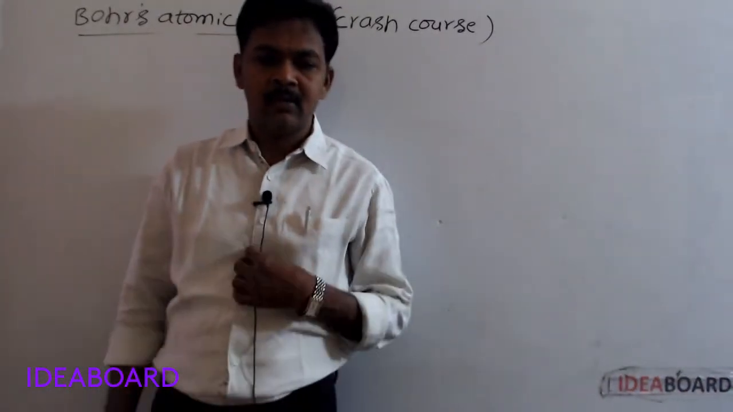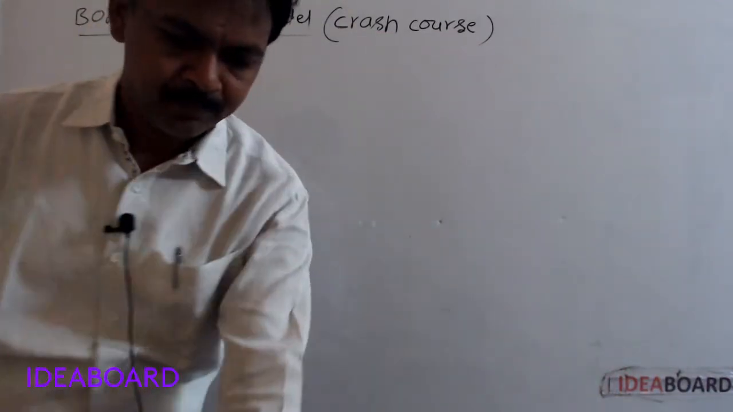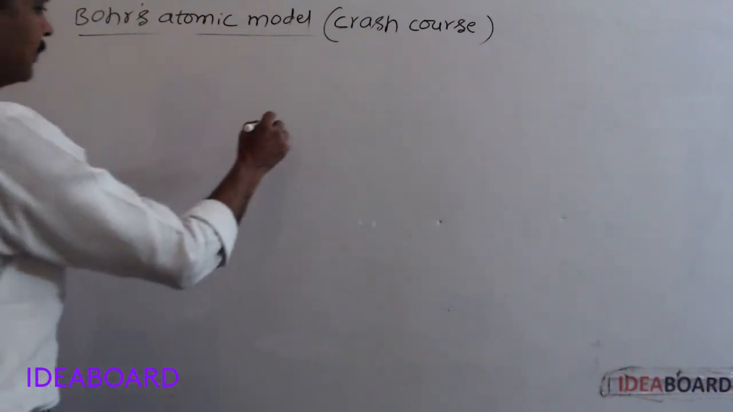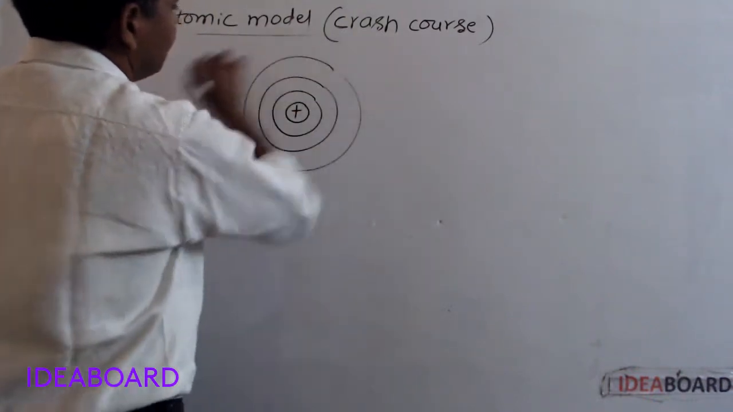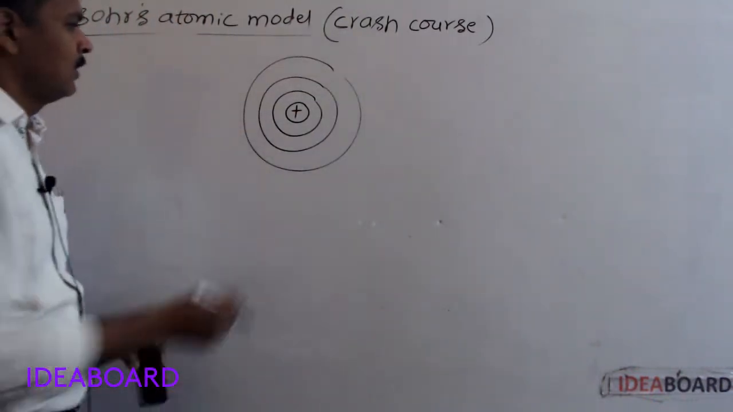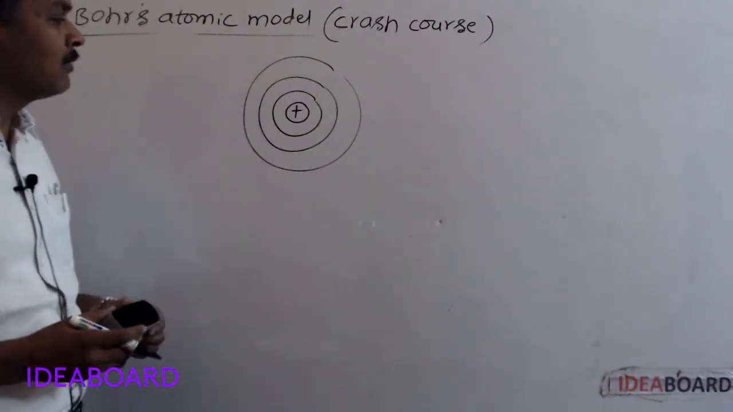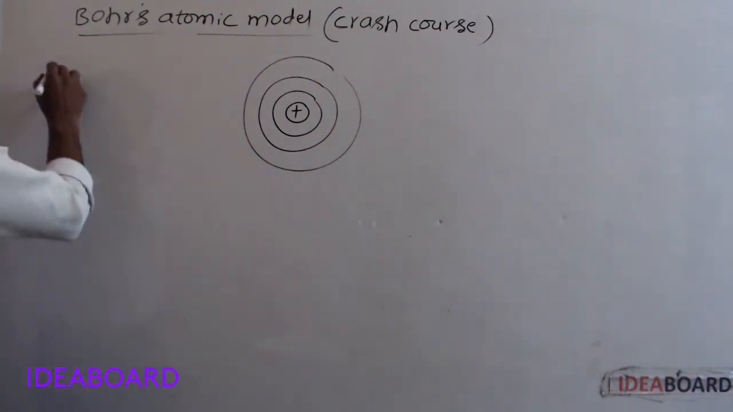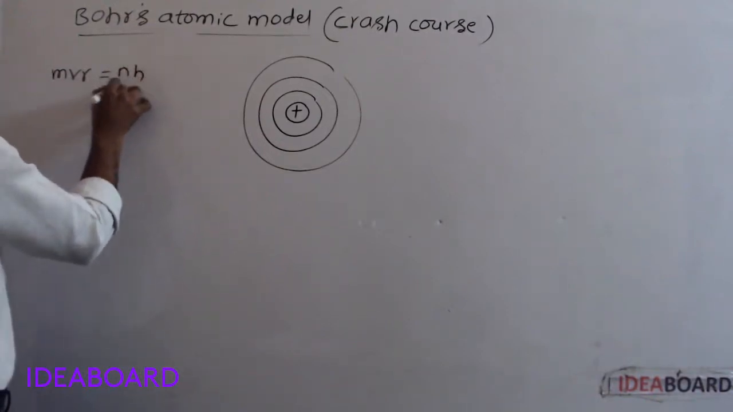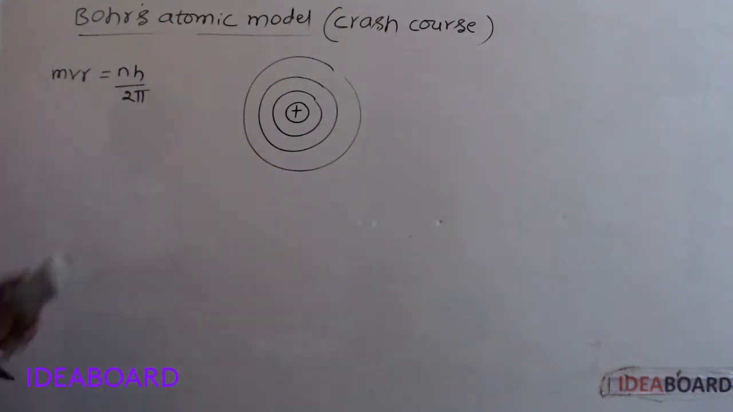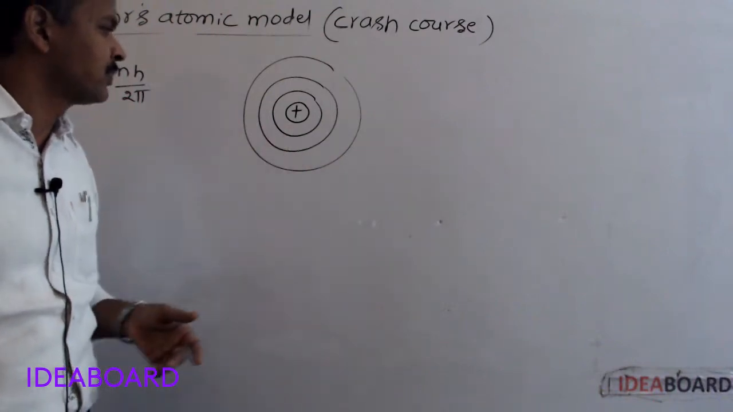My dear students, now I am going to explain Bohr's atomic model. Already you know the postulates of Bohr's atomic model. When the electron revolves around the nucleus, that revolving electron has angular momentum. Angular momentum of electron, mvr, is equal to nh by 2 pi. Angular momentum of an electron is quantized.